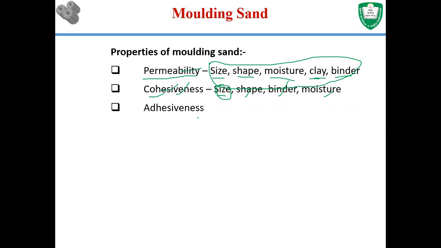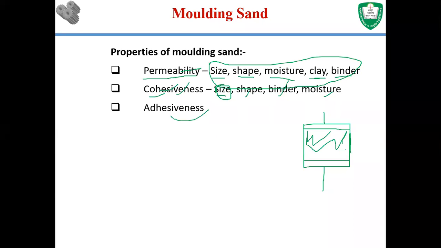Adhesiveness plays an important role, because you are using a flask which does not have any support from the top and bottom. The entire mold has to stick to the flask. Okay, the mold has to stick to the flask. That means sand should stick to the metallic flask, and that is called the adhesiveness.